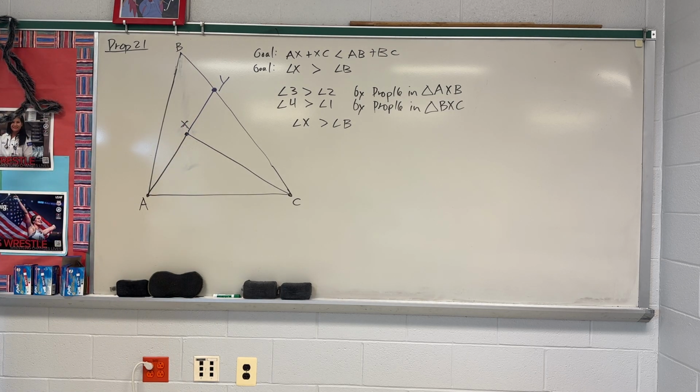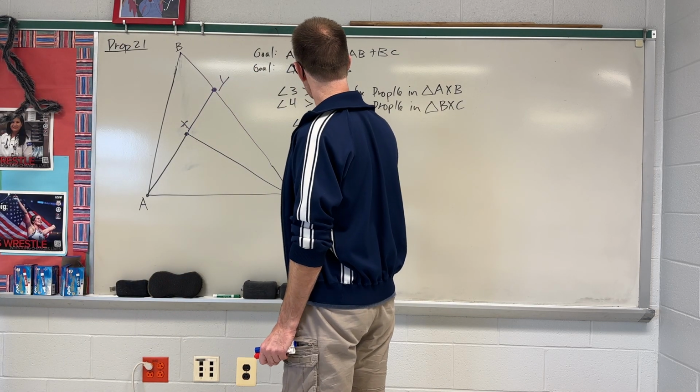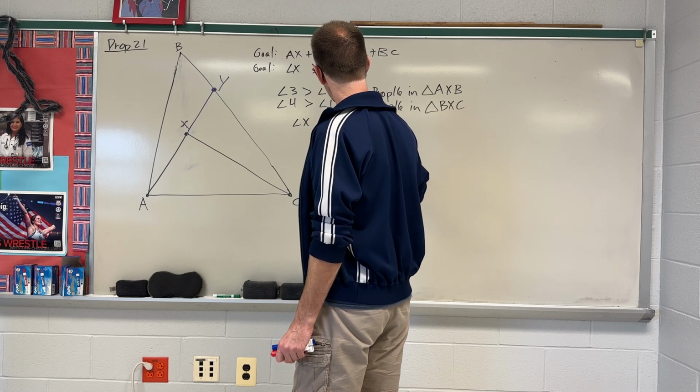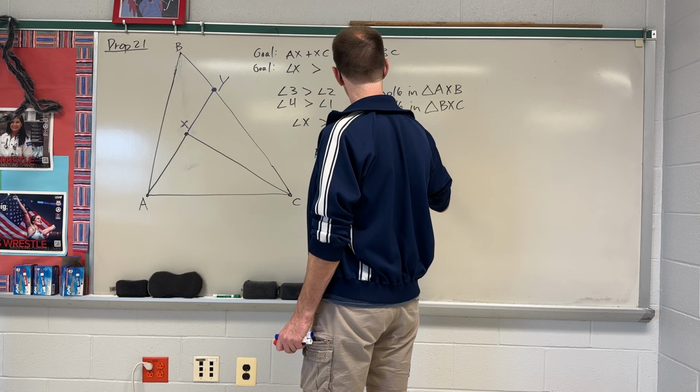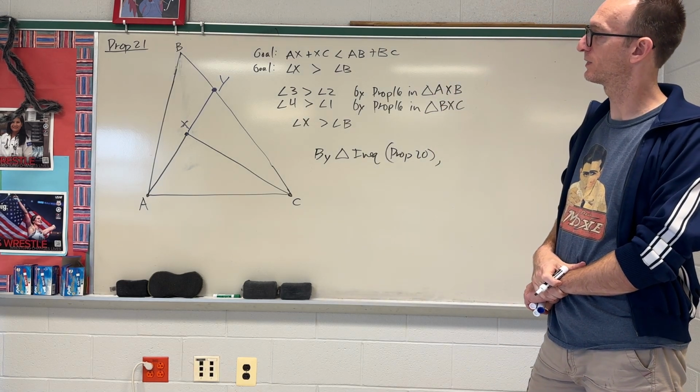Okay, so maybe this is the prettier figure. What can I squeeze out of this? You use ABY, and ABY tells you that AB plus BY is greater than AY. That's what they're doing. Okay, so let's wrap this up before the bell rings. By the triangle inequality, also known as Prop 20, I conclude that, what is it again?